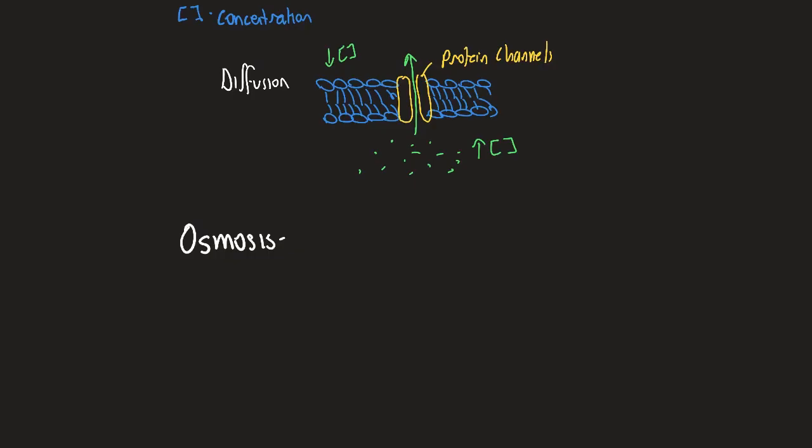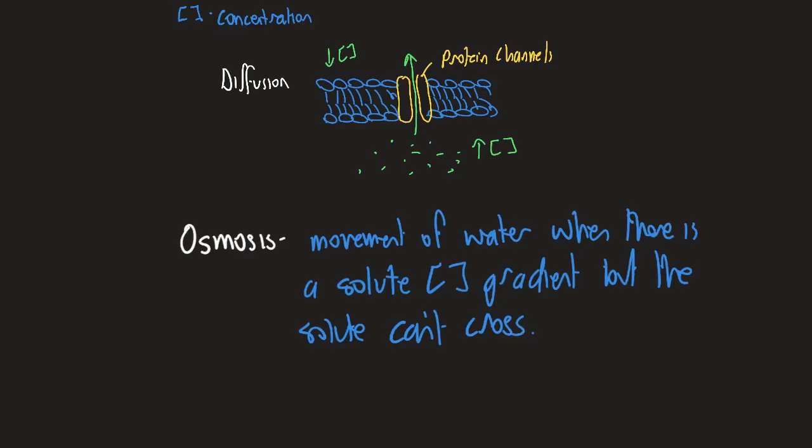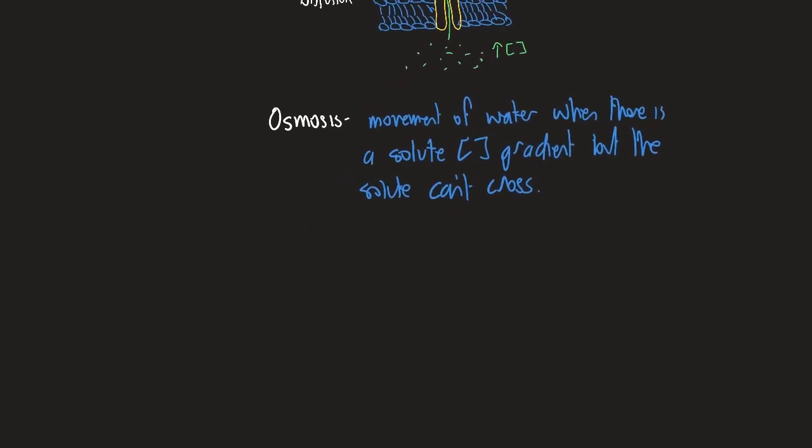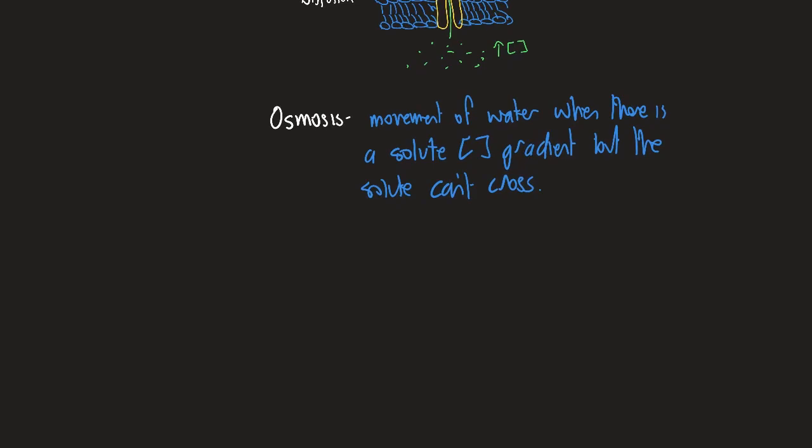With osmosis, I want to talk you through a couple of scenarios. Importantly, osmosis occurs when there is a solute concentration gradient, but the solute can't cross the membrane, for whatever reason. So we have a situation where the water moves instead, and that's osmosis. Let's talk you through some scenarios.